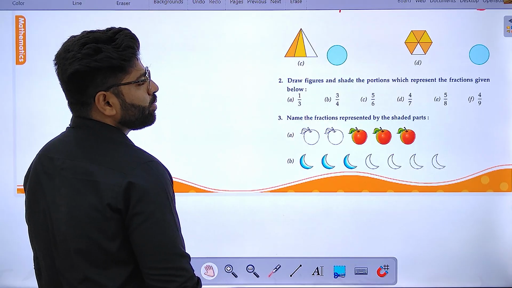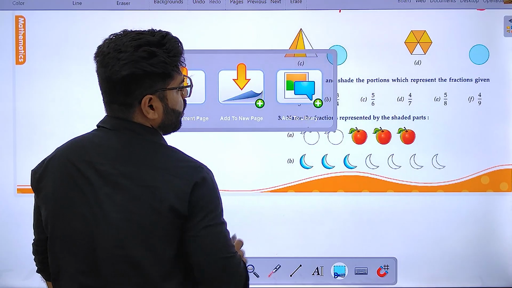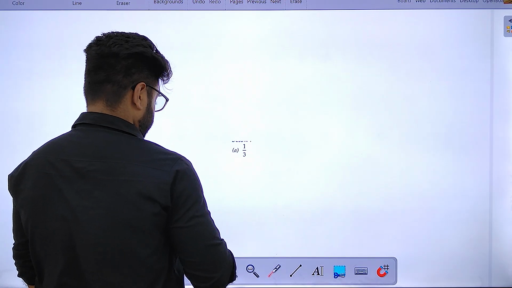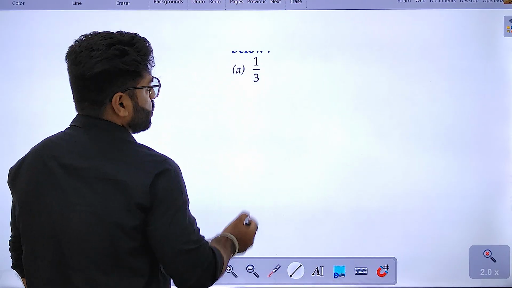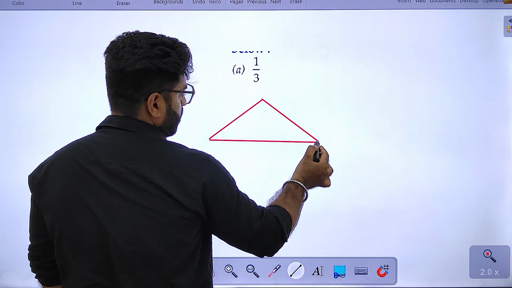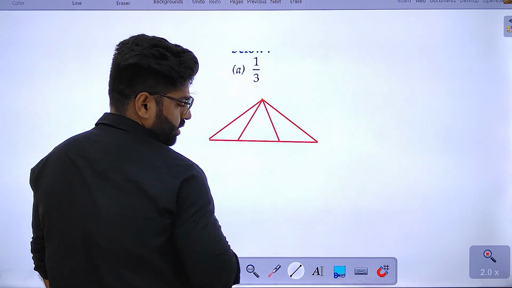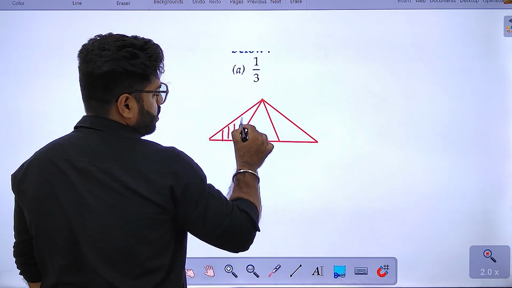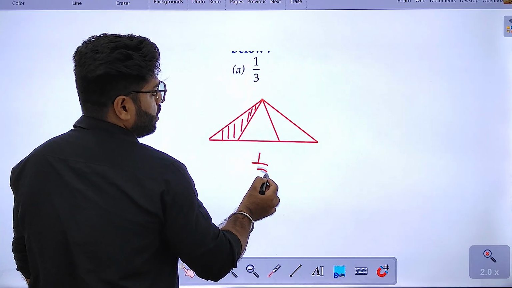Draw figures and shade the portion which represents the fraction given below. Okay, let's pick the A part from here. So we are having the 1/3 fraction. So let's make a triangle and divide this triangle into 3 equal parts, just like this. Okay, now we are going to show 1/3. So we are going to shade one part out of 3 only. So this is the 1/3 fraction.